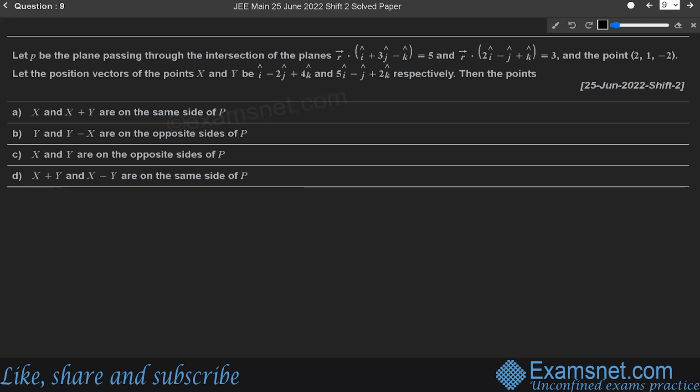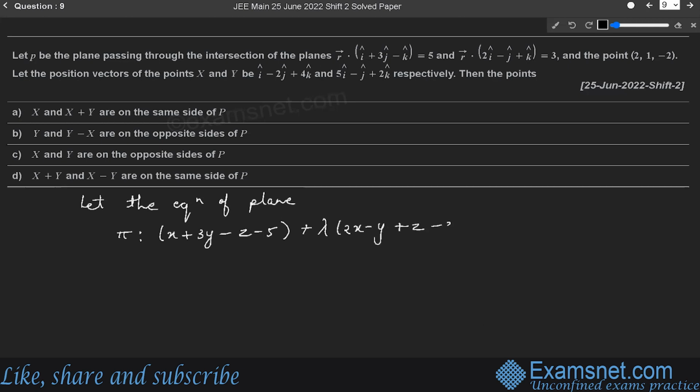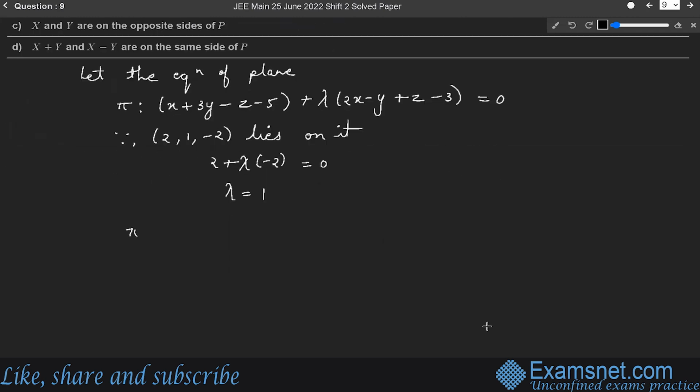So here, let the equation of plane be pi such that x plus 3y minus z minus 5 plus lambda into (2x minus y plus z minus 3) is equal to 0. Since we know that (2, 1, minus 2) lies on it, 2 plus lambda into minus 2 will be equal to 0. So lambda will be equal to 1. Hence we can say that pi is 3x plus 2y minus 8 is equal to 0.